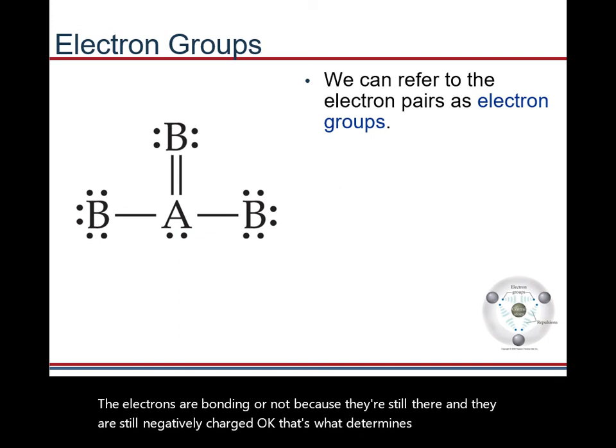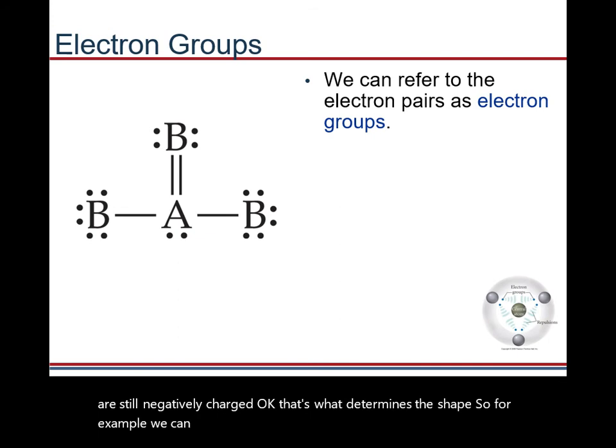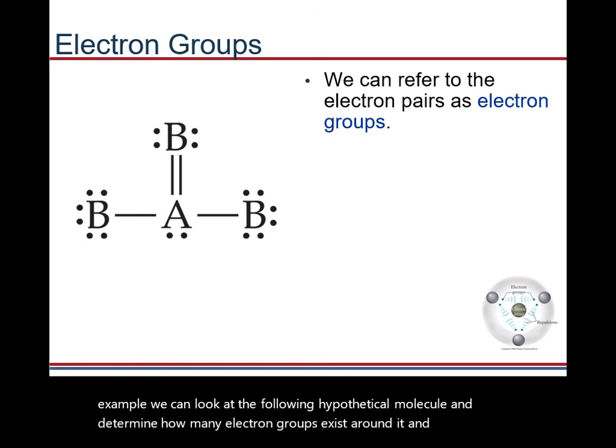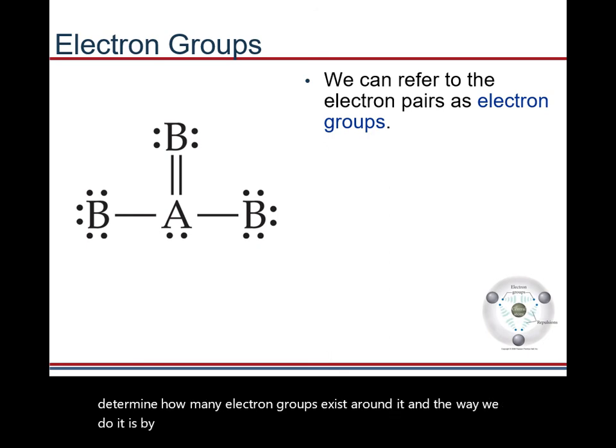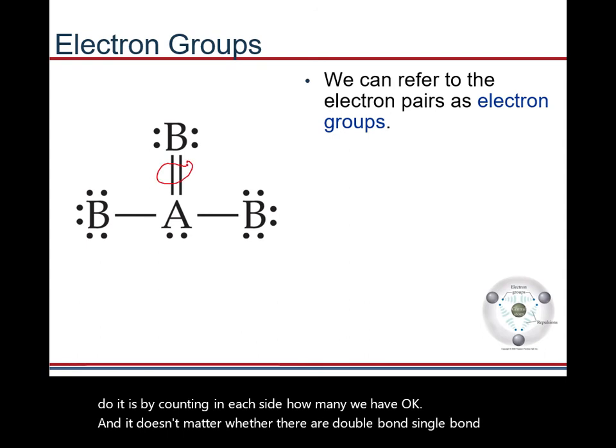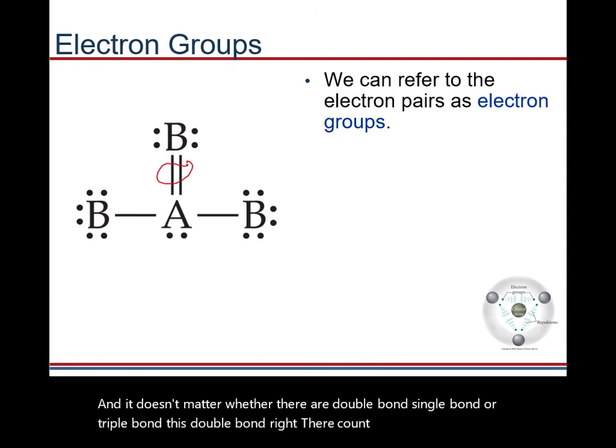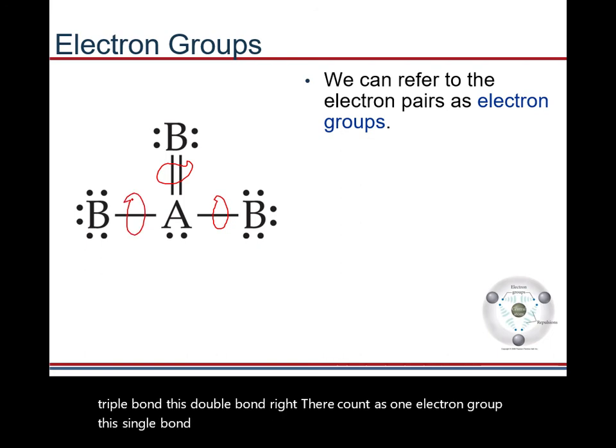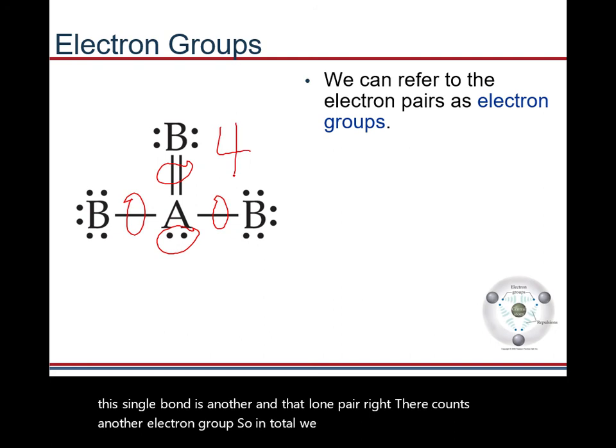So for example, we can look at the following hypothetical molecule and determine how many electron groups exist around it. And the way we do it is by counting on each side how many we have. Okay? And it doesn't matter whether they're double bond, single bond, or triple bond. This double bond right there counts as one electron group. This single bond is another, this single bond is another, and that lone pair right there counts as another electron group. So in total, we have 4 electron groups.